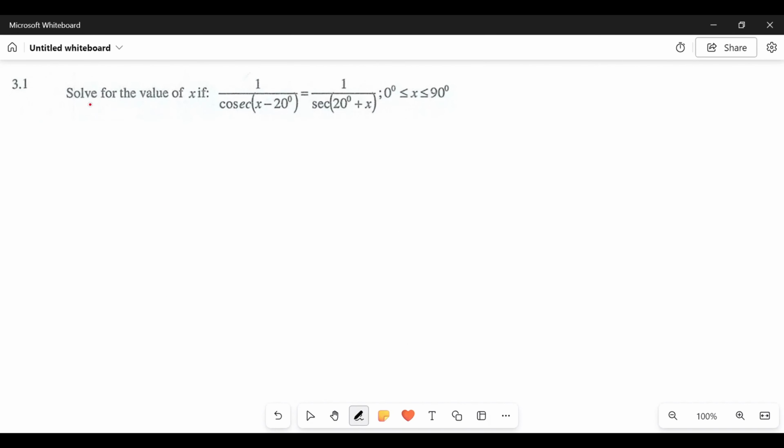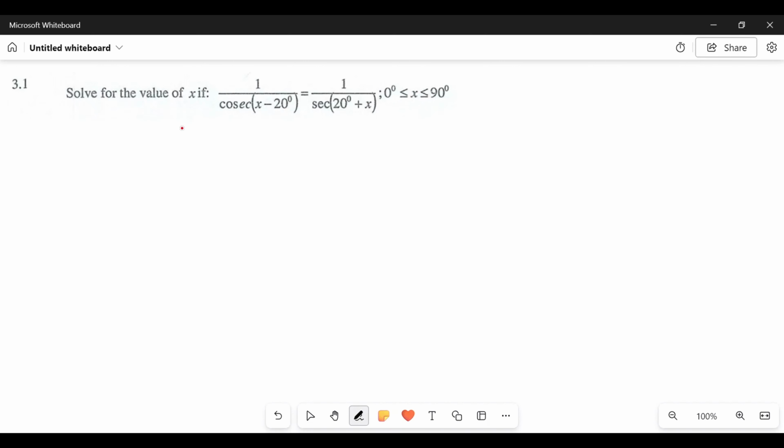Now, in this question, they want us to solve for the value of x given the following expression: 1 over cosec, open bracket, x minus 20 degrees, close bracket, is equal to 1 over sec, open bracket, 20 degrees plus x, close bracket. And they also give us the domain. The domain states that x should be greater than 0 but less than 90. So whatever value of x we find, it should be an acute angle, meaning it should be within the first quadrant.